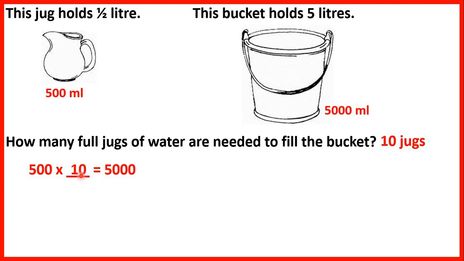And what we're really doing for this question is dividing 5000 by 500. And remember, when we have end zeros in a division question, we can cancel them, and then we have 50 divided by 5, which is 10. So that's why our answer is 10 jugs.